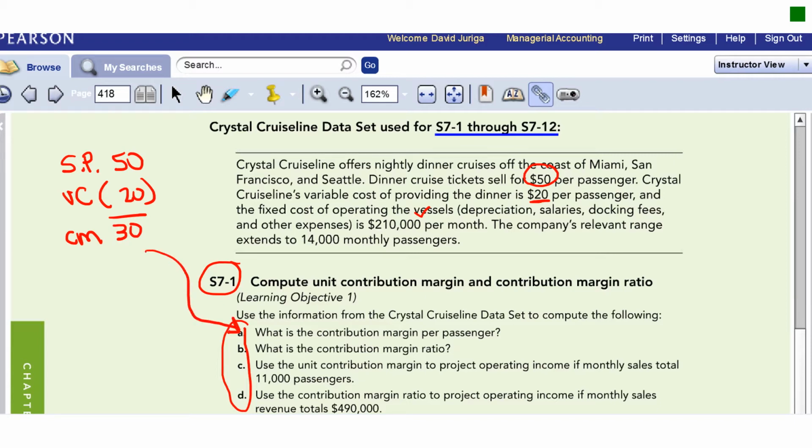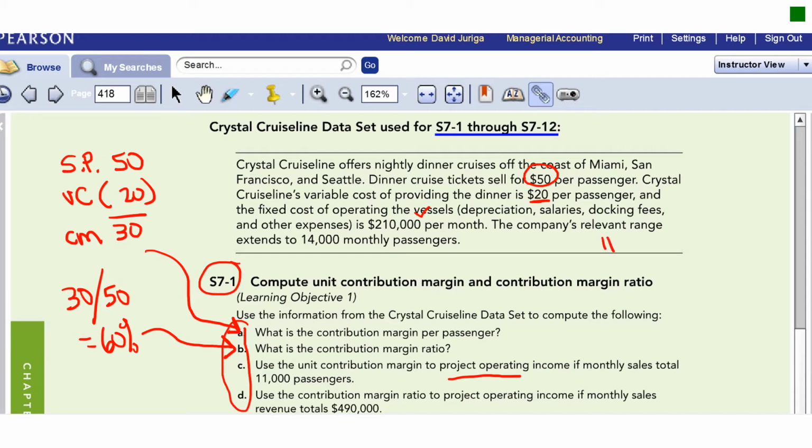And then to convert this to a ratio, you just take 30, which is your contribution margin per unit, and divide that by 50. That's going to give you right at 60%. That'll be the answer to how to get part B. And then of course what we'll do then is we'll use these numbers to make predictions. So for example, for part C, it says use this unit contribution margin to project operating income at 11,000.